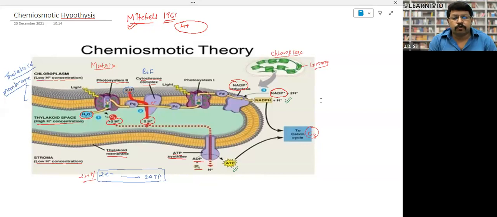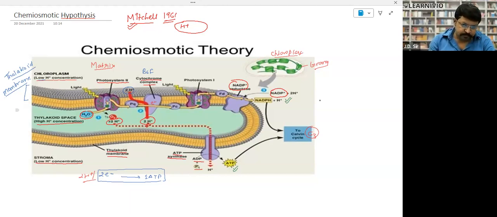So when photolysis of water takes place, this is a thylakoid, right? Try to understand. This is a diagram of a thylakoid. This is the thylakoid membrane, upper membrane, this is the lower membrane. Around the thylakoid, there is a matrix, right? Matrix is present, right? This matrix is called the stroma of the chloroplast.